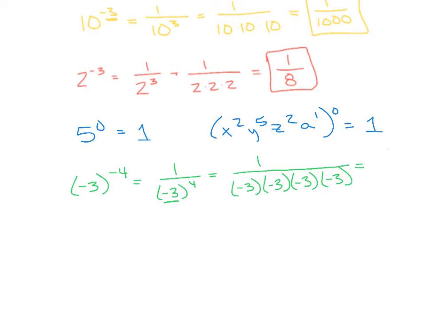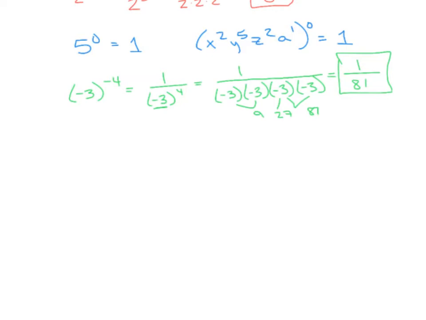So we have 1 over 1, 2, 3, 4 negatives, which is an even amount of negatives, so our answer is going to be positive. And then we have 3 times 3, which is 9, times 3, which is 27, times 3, which is 81. So we have 1 over 81 for an answer, and it's positive because our number of negatives was even.